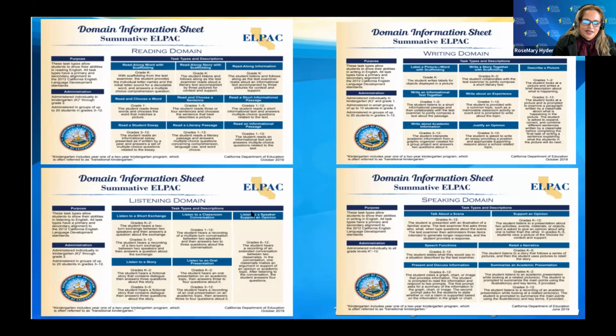Listening domain, same thing. Where are my students? What are they going to be assessed in? And how can I support my students in my classroom as I design my lesson plans? So planning is important, and then also communicating with the designated ELD teacher. So that communication between the science teacher and the designated ELD teacher has to happen too.